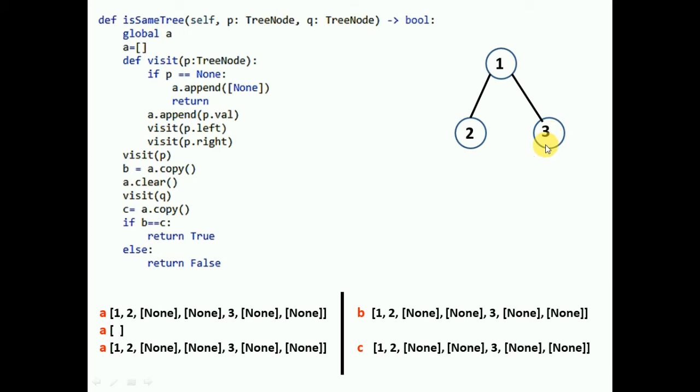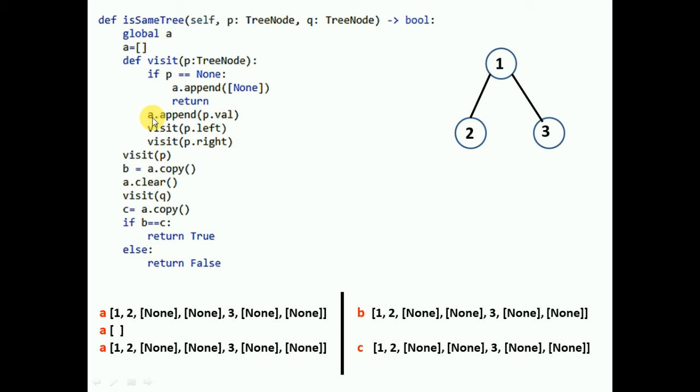Here in 3 also we have two children which are none and none. That's why it is called a leaf node. So here we are checking: if p is equal to none? No, this node is not null or none. So our program will not enter into this part of the program.